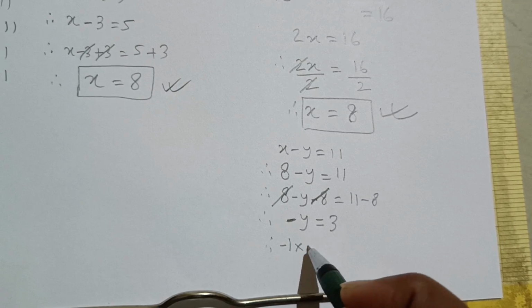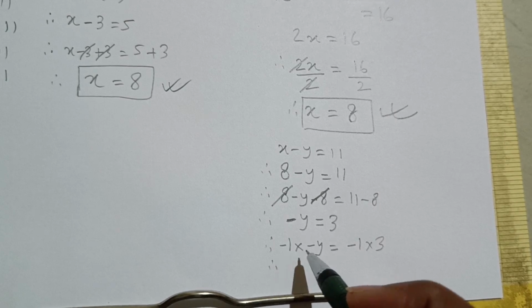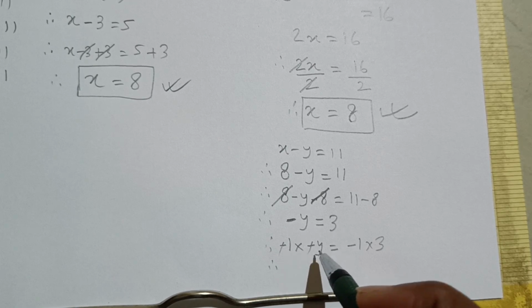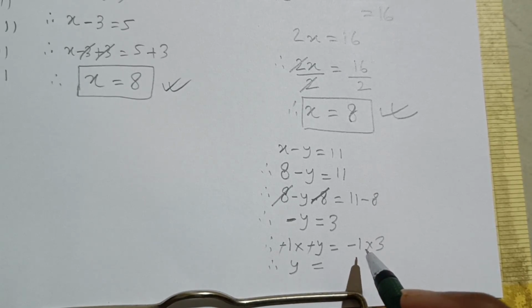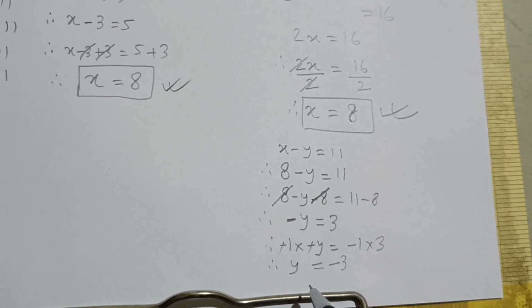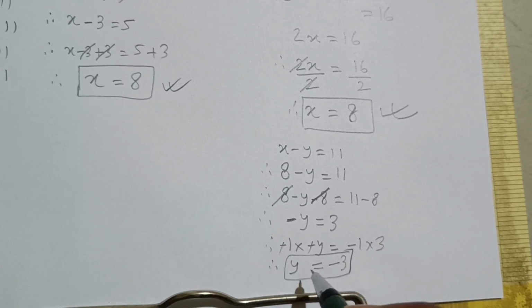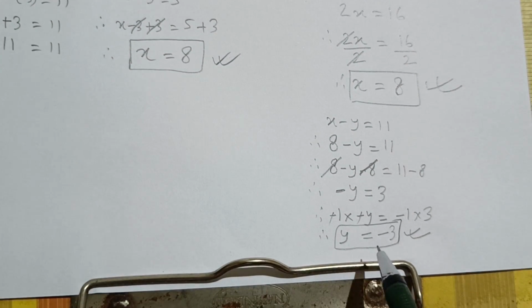So minus 1 into minus y equals minus 1 into 3. Now minus 1 into minus y: minus into minus is plus. So this will become plus, and 1 into y is 1y or simply y. So the left hand side becomes y, that is equal to minus 1 into 3, which is minus 3. So y is equal to minus 3. The value of the variable y is minus 3. And here also we got the value of y as minus 3.